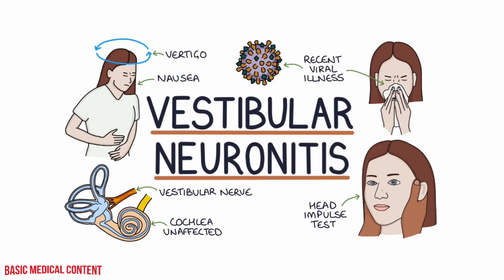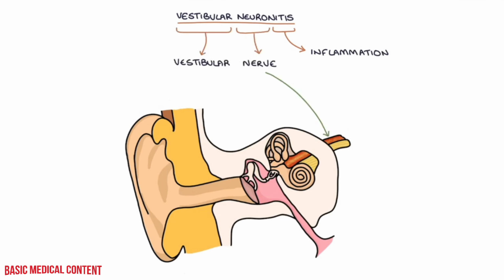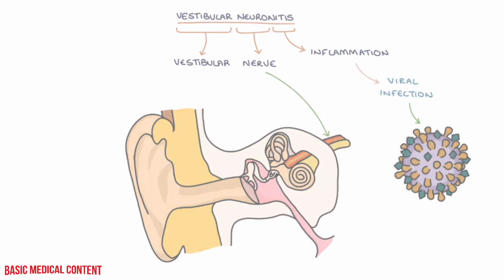In this video, I'm going to be going through vestibular neuronitis. Vestibular neuronitis describes inflammation of the vestibular nerve. This is usually attributed to a viral infection. Let's start by talking about the pathophysiology.